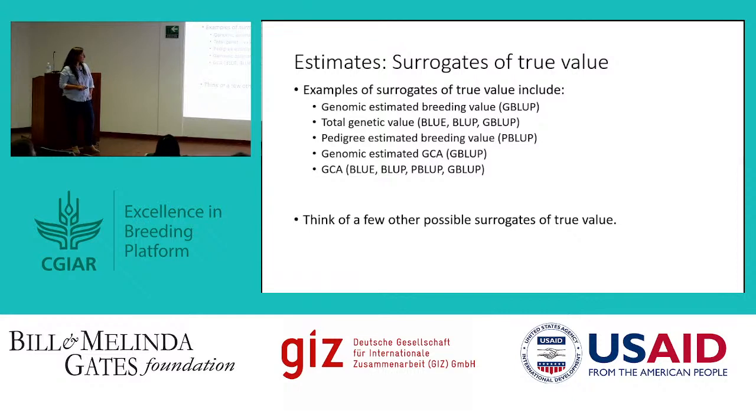You can have a total genetic value. You could estimate this by BLUE, by BLUP, by GBLUP. You could have a pedigree estimated breeding value, PBLUP, a genomic estimated GCA, those are estimated by GBLUP, and a GCA in general, you could estimate by BLUE, by BLUP, PBLUP, GBLUP. So the estimation method is different from the thing you estimate. I think the reason these were conflated is that we started with genomic estimated breeding values, and the breeding value was always the thing predicted, and it wasn't possible to tease out the breeding value. Well, you could do it with pedigrees, but in plant breeding, we didn't typically do it until we had markers, so it just became a thing. You can think on your own about other possible surrogates of true value.